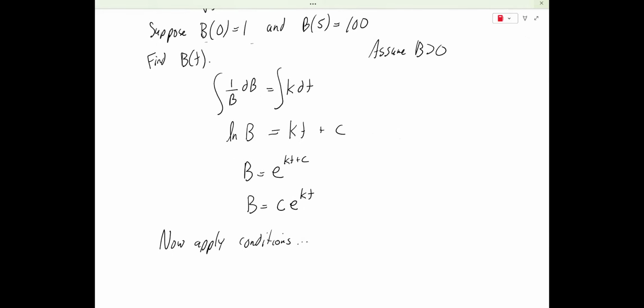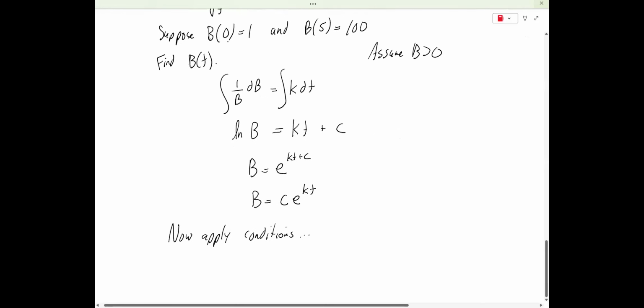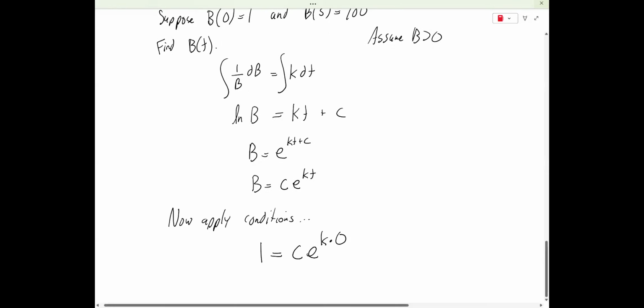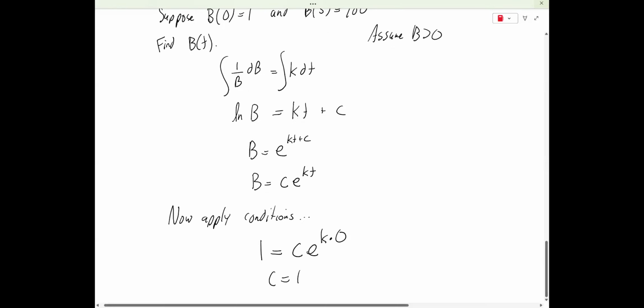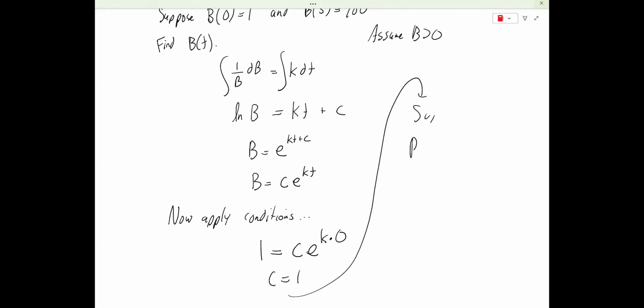Let's now apply the conditions here. If I do the first one, when T is 0, B is 1, so I get this. So when T is 0, B is 1, you get this here. That means C is equal to 1. So we got that. Now we got that B is equal to just 1 times E to the KT. It's just 1 there.